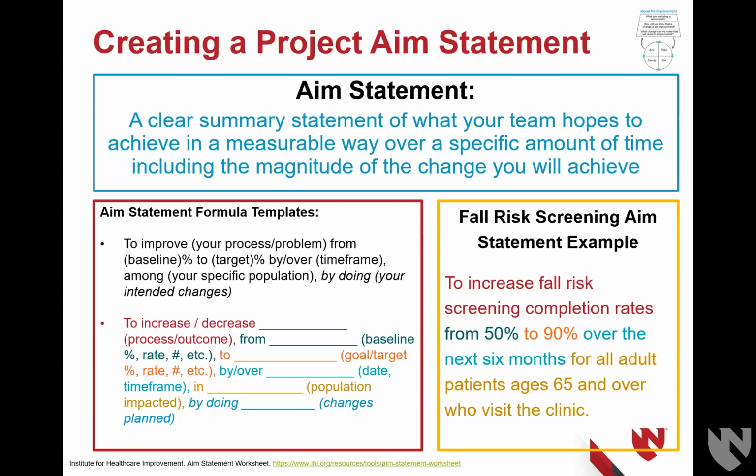We've created an example aim statement for fall risk screening for reference as you create your own aim statement for your fall risk screening improvement efforts. For example, an example fall risk screening aim statement might be something like to increase fall risk screening completion rates from 50% to 90% over the next 6 months for all adult patients ages 65 and older who visit the clinic.